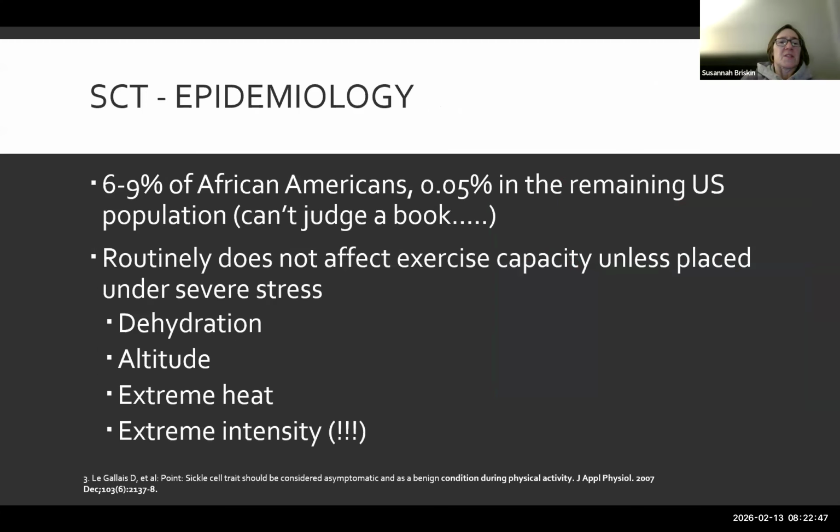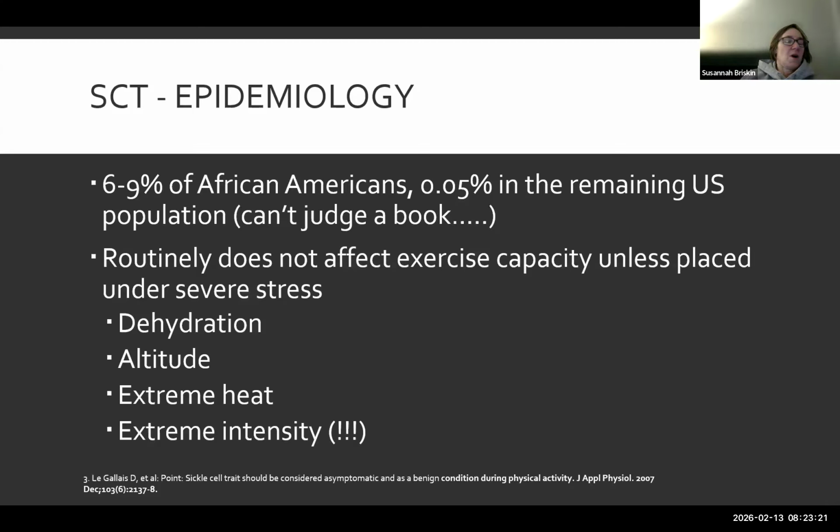So 6 to 9% of African Americans can be sickle cell trait positive, but this absolutely crosses racial lines. And I always tell people you cannot judge a book by its cover, no matter what color somebody is. They can be sickle cell trait positive. I have had kids probably annually in my clinic who come in who are sickle cell trait positive, who are not African American. So you have to remember everybody should be tested when they are headed to college, and we'll talk a little bit about that.